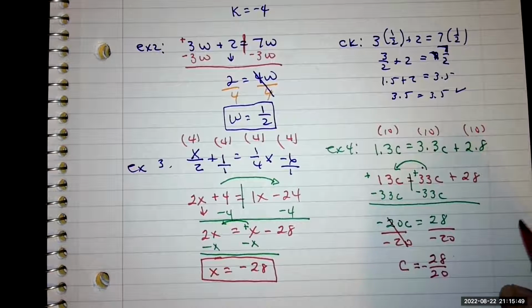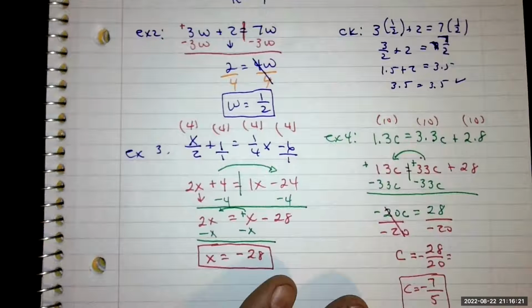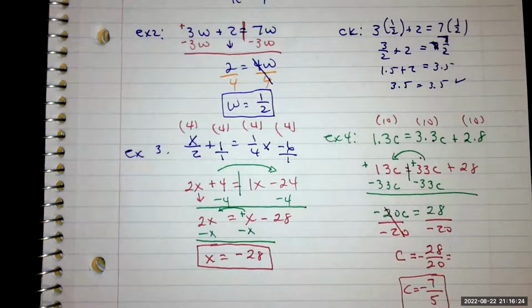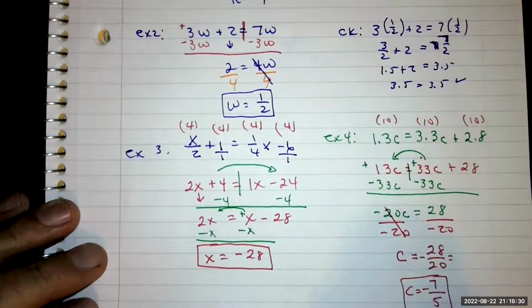I can reduce this. Sorry, my throat is really messed up. I can divide both of those by 4 because 4 goes into 28 7 times and 4 goes into 20 5 times. So my answer is a negative 7/5. Now, we can leave it like this. We could put it in decimal form or a mixed number, but I would prefer it to be just a simple improper fraction. You don't have to go and make a decimal or anything like that. Just leave it as an improper fraction.